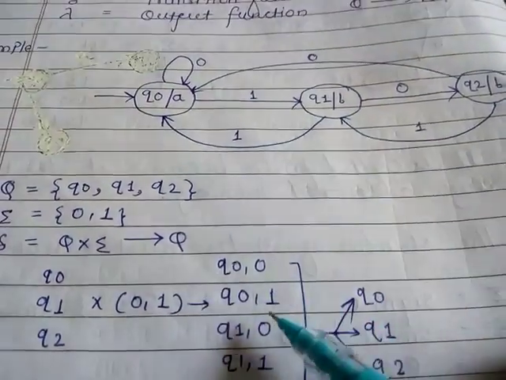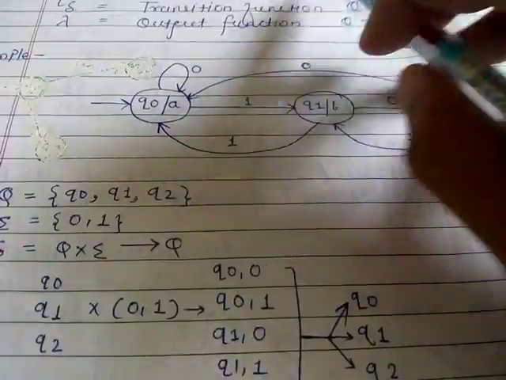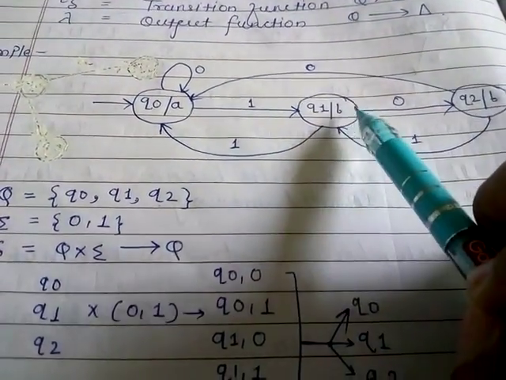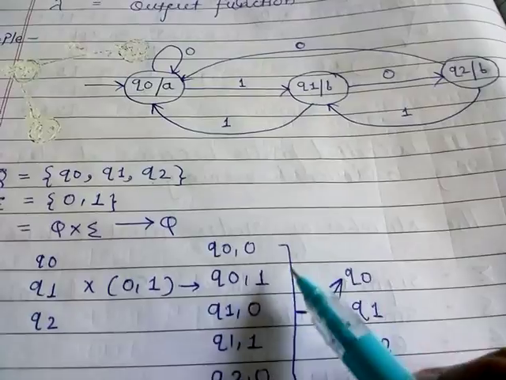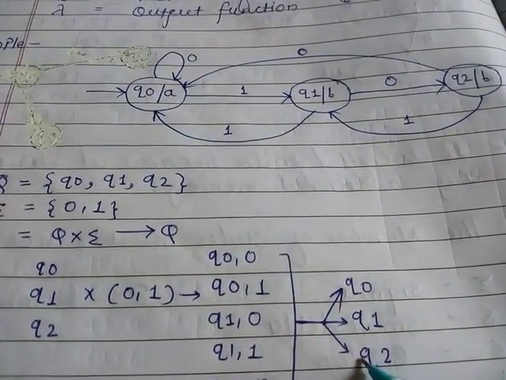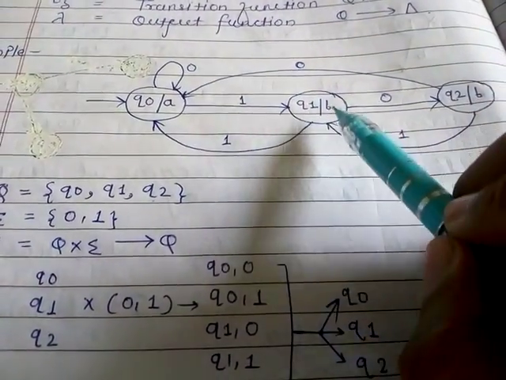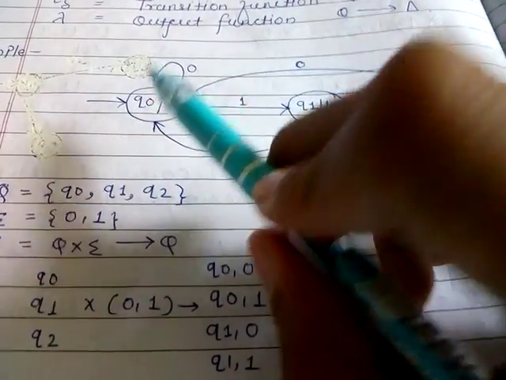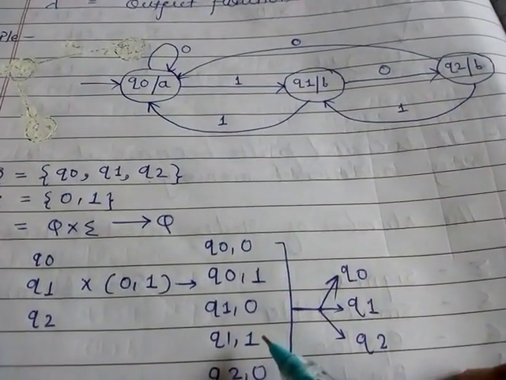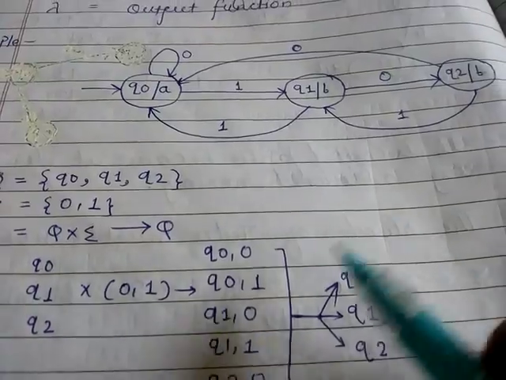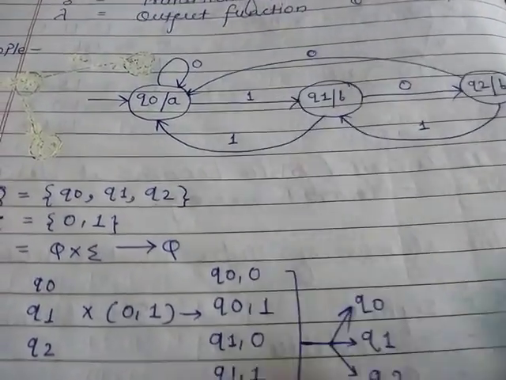If I am doing the transition of Q1 on a 0, that is, when Q1 is accepting the 0, it will go toward the Q2. So for this the next state will be Q2. And when Q1 is accepting the 1, it will go toward the Q0. For this the next state will be Q0. So Q0, Q1, Q2 are the next states.